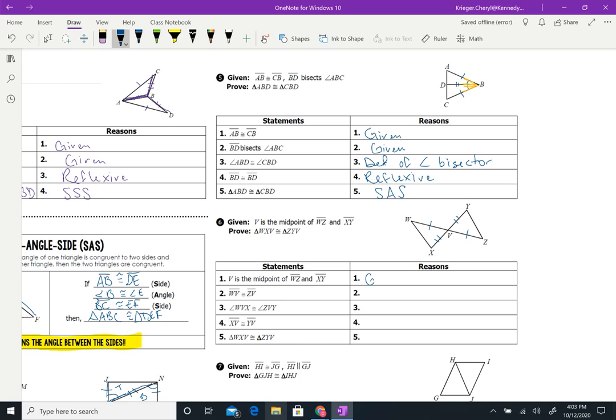So we have given WV is congruent to ZV, right? That's where I marked 1 here. We said that because of the statement V is the midpoint. So that is the definition of midpoint.